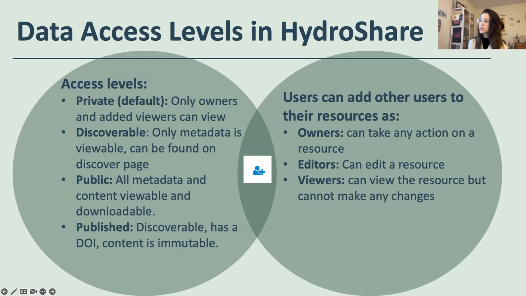A published resource is in ways similar to a public resource in that it is discoverable both on the Discover page and in Google Dataset Search. But it differs in that it has a DOI, and the content, title, and authorship are immutable. We'll talk a lot more about what it means to publish, how to publish, and whether there are any restrictions around publishing later in this talk. But it's worth noting that a public resource is more like a living document, and a published resource is more like a book on a shelf.